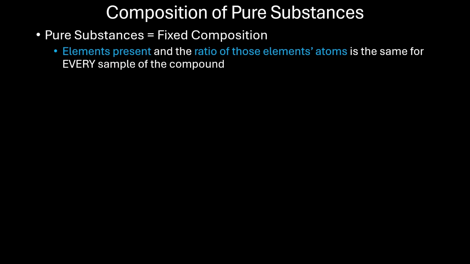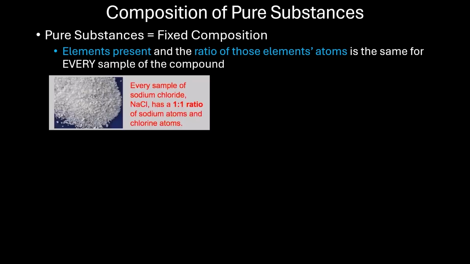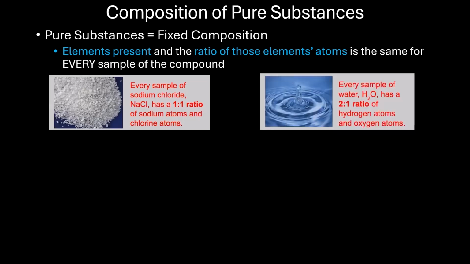Let's look at two common examples from everyday life. Sodium chloride, table salt. Sodium chloride is NaCl. It has a ratio of 1 sodium for every 1 chlorine atom. If you don't have a 1-to-1 ratio, you do not have sodium chloride. Another example would be water, H2O. For every 2 hydrogen atoms, there's 1 oxygen atom. If you do not have this ratio, you do not have water.